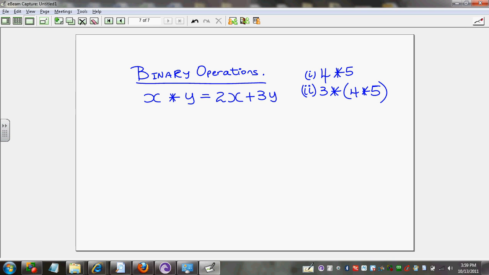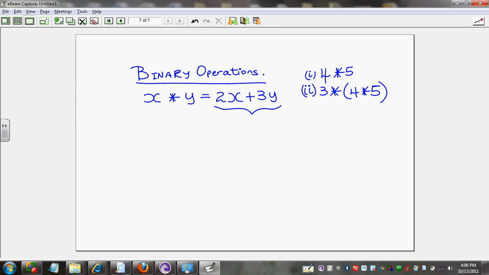Okay, that's the question that we have to do. And in order to do this, we notice that a binary operation is really a function or an expression which is tied to a symbol. So in this case, the symbol, which is the asterisk sign, is joining two variables, x and y. It means that whatever x is and whatever y is, we have to perform this function on it, which is 2 multiplied by x plus 3 multiplied by y. That's what the asterisk is telling us to do with these two input values.